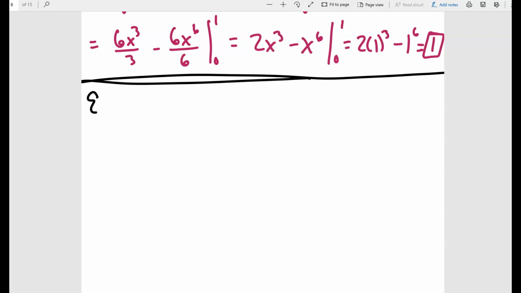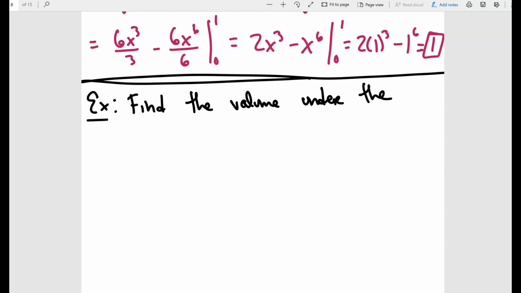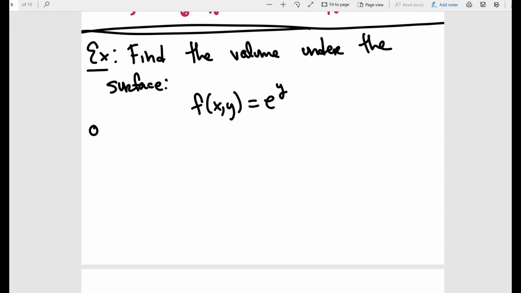Okay, so here, find the volume under the surface. And that's going to be f of x comma y is equal to e to the y over the region shown.